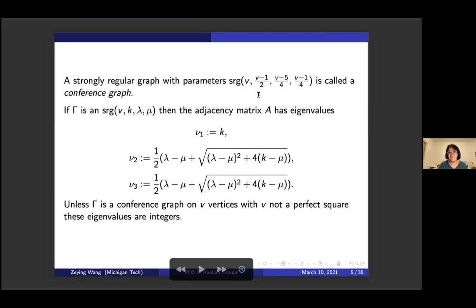The conference graph is a strongly regular graph with special parameters: v, (v-1)/2, (v-5)/4, (v-1)/4. So that's called a conference graph. Only when it's a conference graph and v is not a perfect square are the eigenvalues not integers; otherwise the eigenvalues are all integers. We care about this condition because later that's part of the requirement for my theorem.